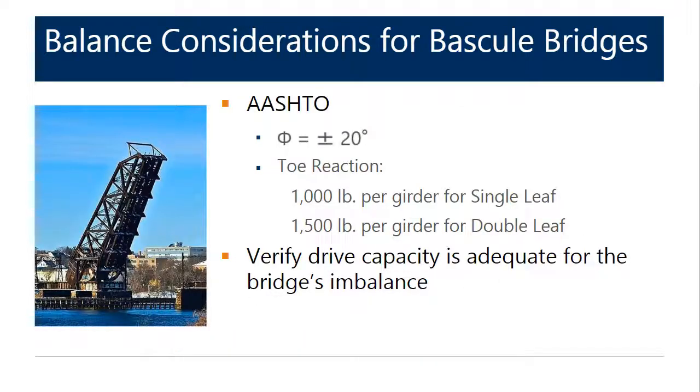Now that we have established where we're going to install our gauges and how to determine our center of gravity, where do you want your center of gravity to be located? Well, AASHTO provides the following commentary regarding bridge balance in absence of owner-provided guidelines. You have a C angle plus or minus 20 degrees, a toe reaction of 1,000 pounds per girder for a single leaf and 1,500 per girder for a double leaf. However, before an owner or an engineer specifies or changes the imbalance condition of a bridge, they should verify that the drive has a capacity that's adequate to accommodate this change in imbalance.